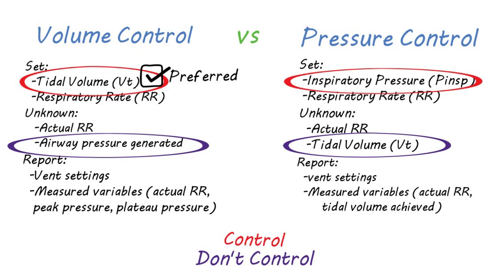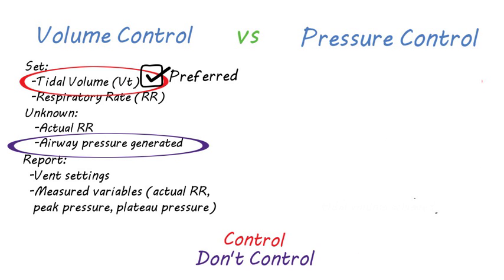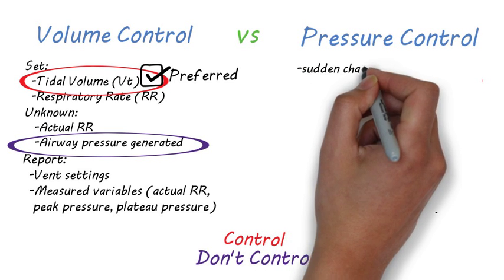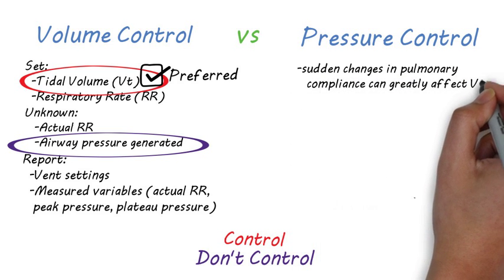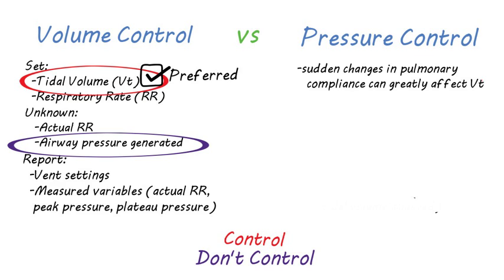Some of the reasoning behind this is that with pressure control, if there is a sudden change in our patient's pulmonary compliance, the tidal volume could suddenly get very large or very small. Especially, small tidal volumes can compromise our minute ventilation and put our patient at risk of inadequate gas exchange.